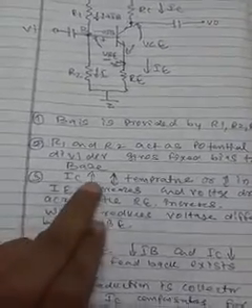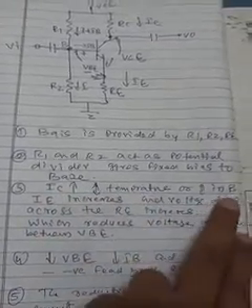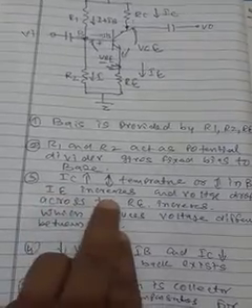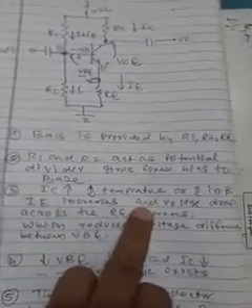So as I showed here, IC varies or changes because of the change in temperature or in beta. So IE also changes or increases. If the IC fluctuates, IE also fluctuates because of temperature and beta.